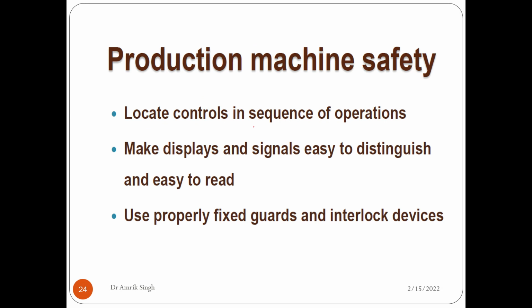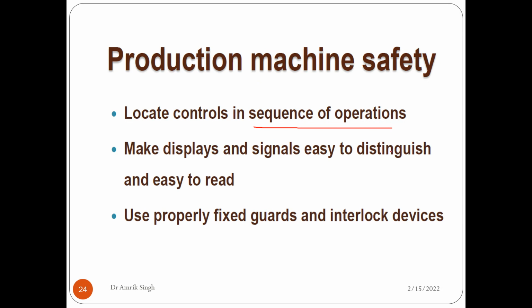Locate the controls in the sequence of operation. This means that as the operation is going on, the controls should follow the same order. Say first we have to measure. If there are measuring tools, they should be located prior to cutting. Then there should be cutting tools, and then gripping. So the controls should be in the sequence of the operation.